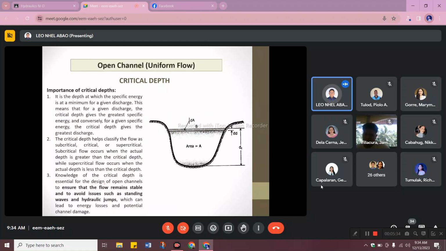Okay, so what is the importance of critical depth? Again, by definition, this is the depth at which the specific energy is at a minimum for a given discharge. Number two, critical depth helps us identify what kind of flow we have, may it be subcritical, critical, or supercritical. And lastly, for practical applications, it can help ensure that the flow remains stable and avoid issues such as standing waves and hydraulic jumps.